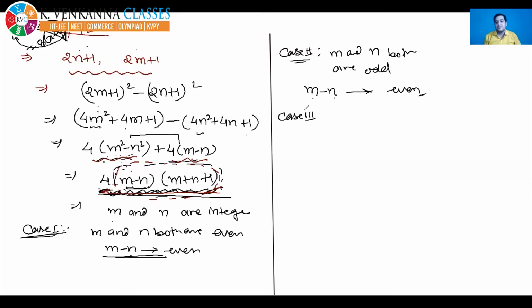Now case 3. What can be the next case? The next case can be one of them is even and the other is odd.